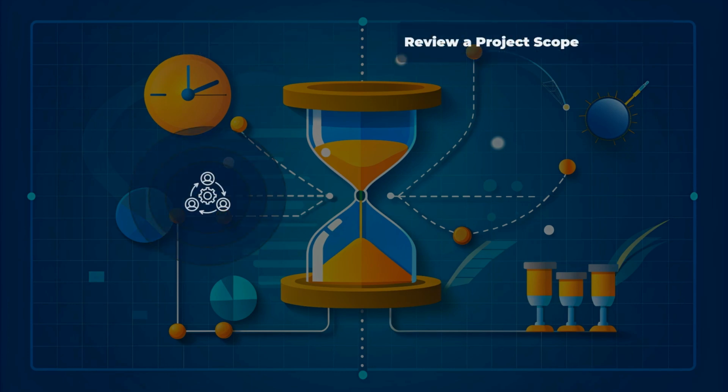The first step is to review the project scope. This involves understanding the project's objectives, deliverables, and boundaries. By thoroughly reviewing the scope, we ensure that all necessary activities are identified and aligned with the project goals. This step sets the foundation for all subsequent planning activities.